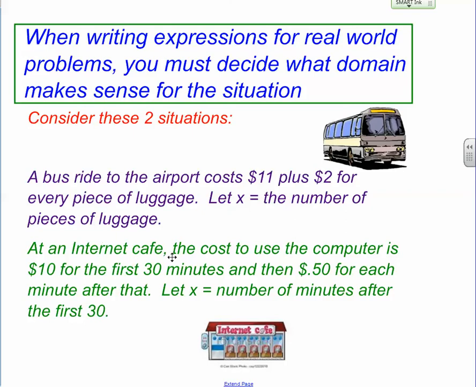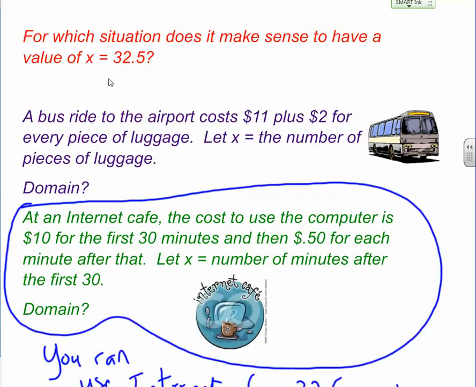At an internet cafe, the cost to use the computer was $10 for the first 30 minutes and then 50 cents for each additional minute after the first 30. And X was the number of minutes after 30. So you had to think about these two situations and what would make sense for the values of X. So I said, which situation makes sense for 32.5 for X? Well, you can't have 32.5 pieces of luggage, so that does not make sense for the bus ride. But you could, at the internet cafe, use the internet for 32.5 minutes.